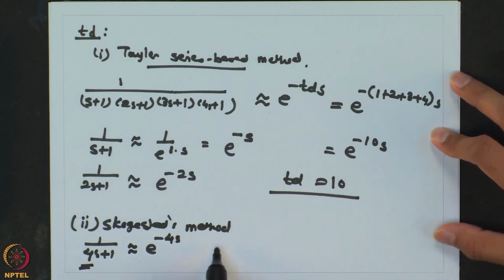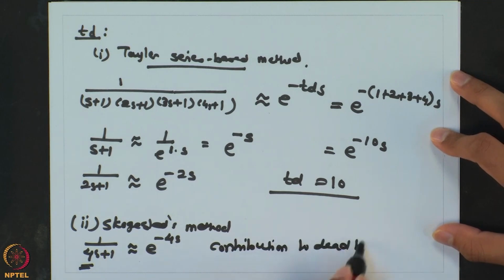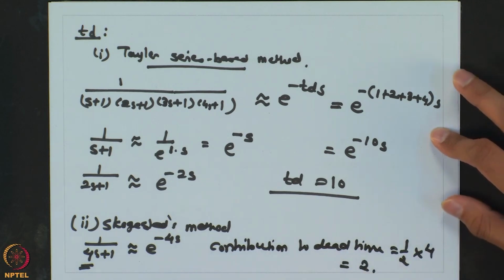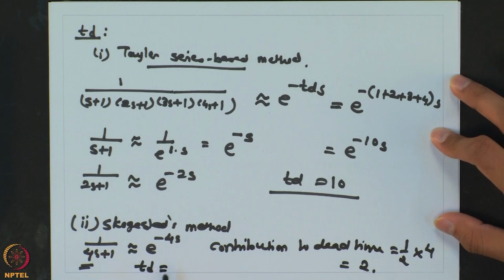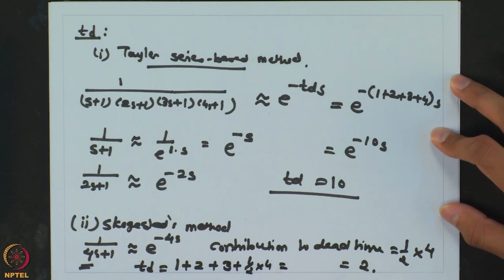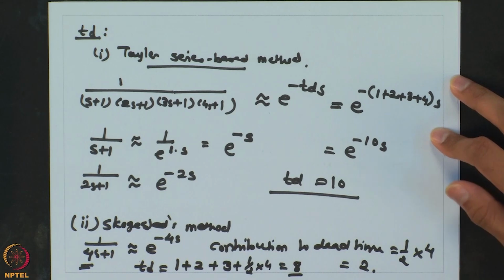So in this case, the contribution to dead time is also taken as half. So it will be half of 4, so it will be 2. So based on this, the actual TD here will be 1 plus 2 plus 3 plus half of 4, which comes out to be 8. So the dead time in Skogestad's method will be smaller than what you get from the Taylor series approximation.